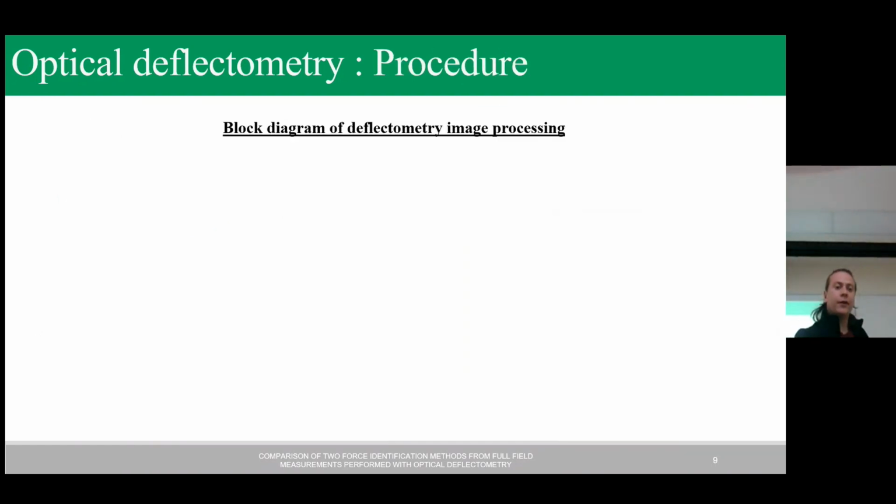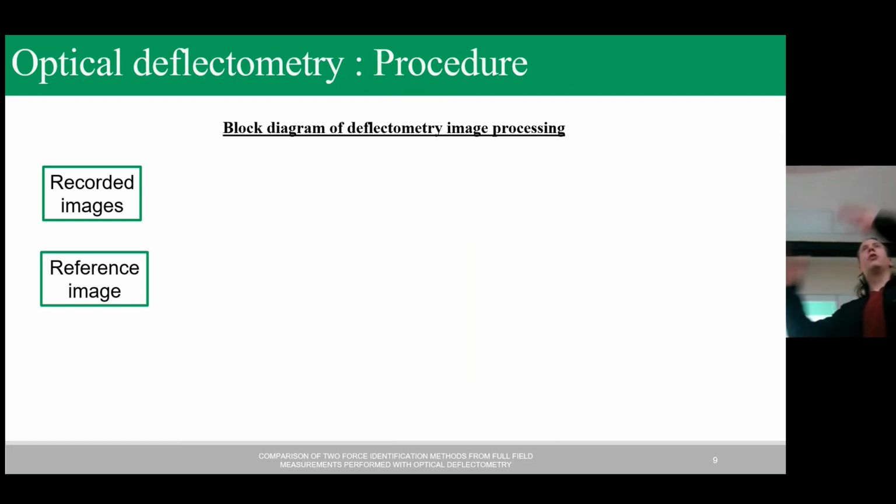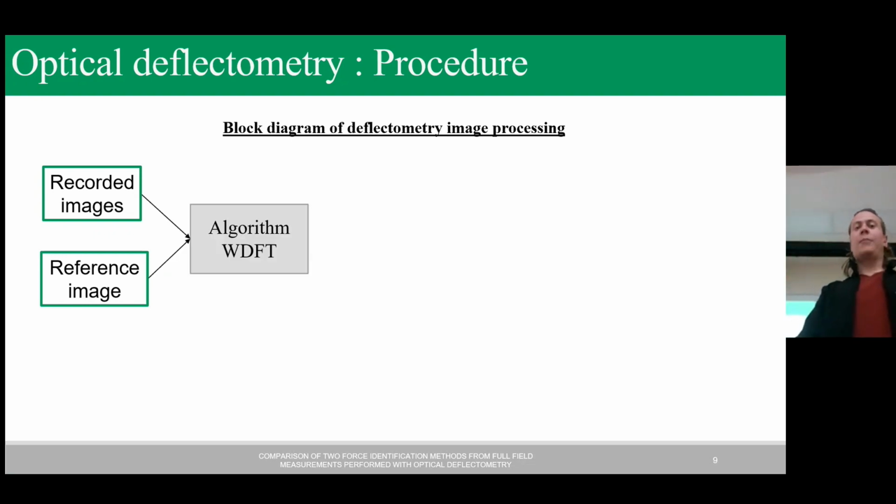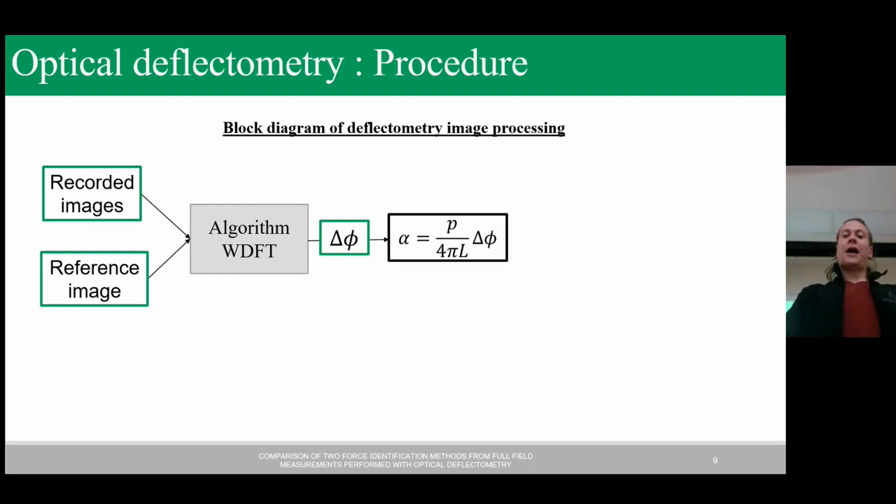So starting from there, what we do is that we get the recorded images. In our case, we had about 18,000 images. We take a reference image which was taken just before the recording, and we put them into an algorithm, a black box, which allows us to extract the term delta phi, which means that we can apply the formula that we saw and then find the local slopes.